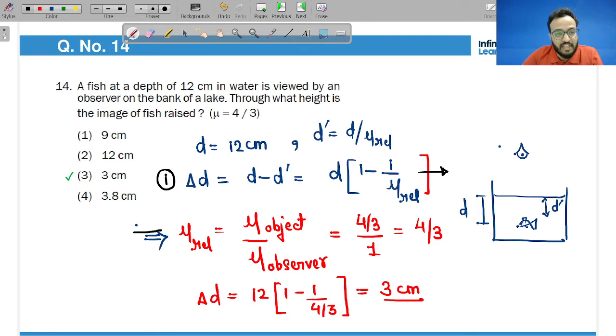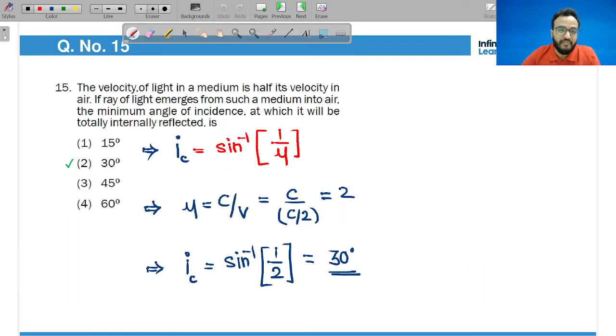Now let's move on to the second point. Mu relative is this. We put the values and get our answer 4 by 3. Now we put the values again in equation number 1, and your answer comes out to be 3 centimeter. This is clear.